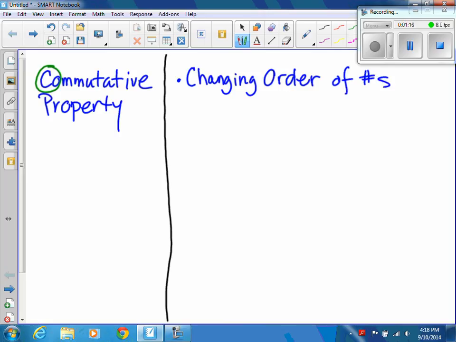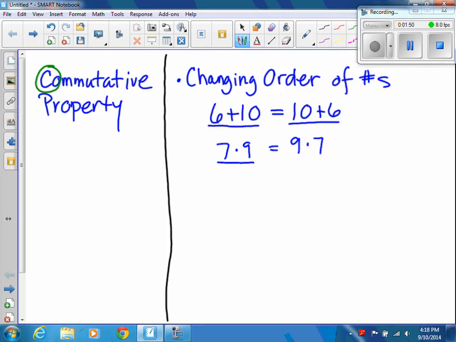For example, I could have 6 plus 10. If I were to change the order, I would then have 10 plus 6. And we obviously know that 6 plus 10 is also equal to 10 plus 6, because both sides would equal 16. We also can do 7 times 9, which if I flipped it around or changed the order, I get 9 times 7. So again, this side would equal 54, or 63, excuse me, and this side would also equal 63.